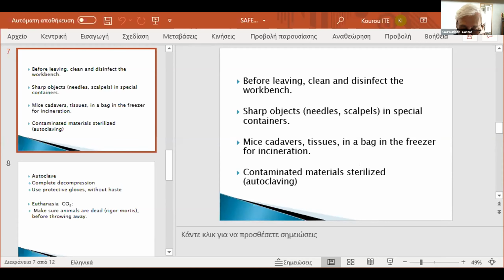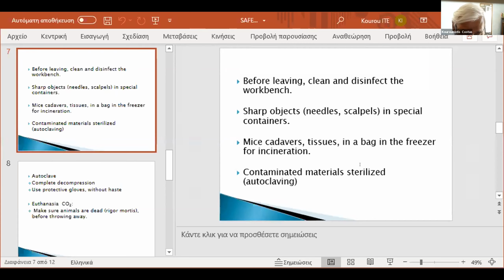Any contaminated materials should be sterilized in the autoclave. If you use the autoclave, you have to be very careful, never open it before complete decompression, and use protective gloves so you avoid accidental burns.